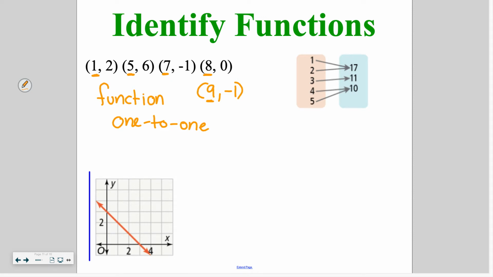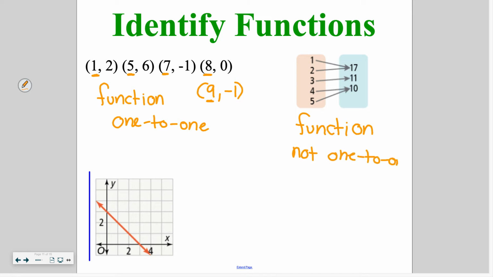Each one goes to a single number in the range. There's only one arrow coming out of each number. So once again, this is a function, but this time 1 and 2 point at the same number. 4 and 5 point at the same one. So this is not a one-to-one function.